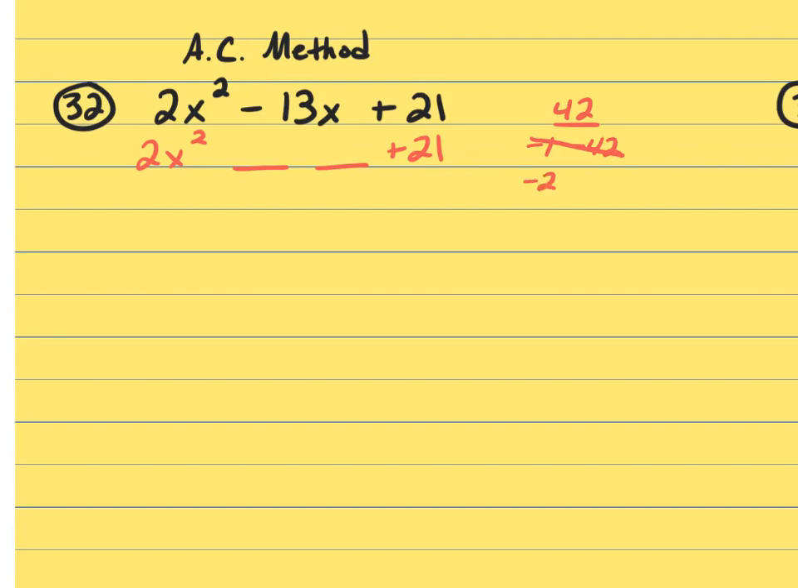Then I go to negative 2 and negative 21. That gives me positive 42, but that doesn't give me negative 13 when I combine them. Then I go to negative 3. Doesn't work with anything. Negative 4 doesn't work with anything. Negative 5 doesn't work with anything. But negative 6 and negative 7, that does give me positive 42, and that does give me negative 13x. So I'm going to have to plug in a negative 6x and a negative 7x.